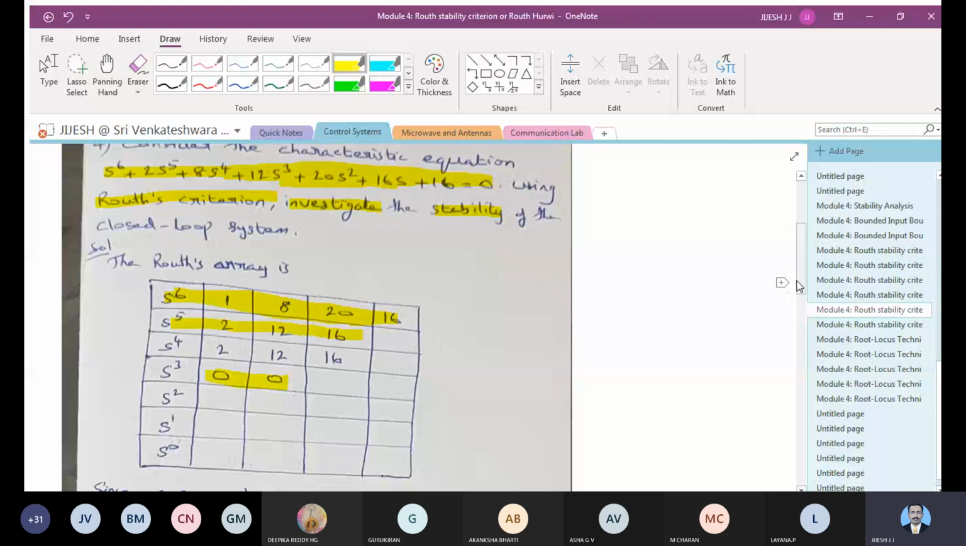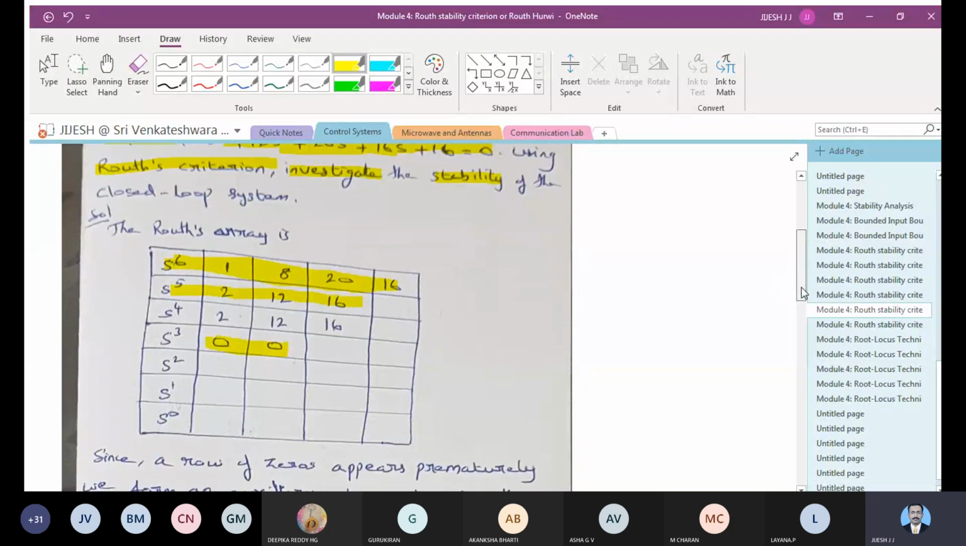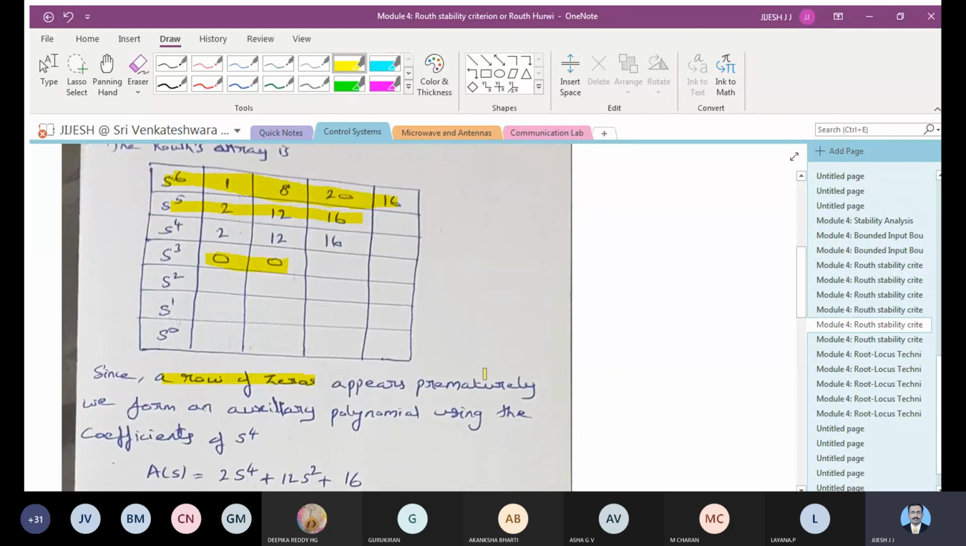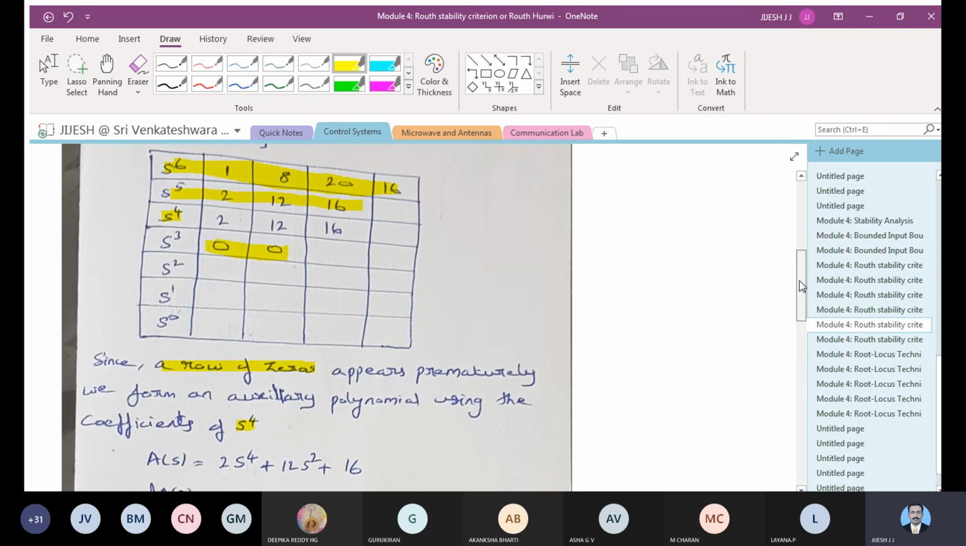So let us see that since a row of zeros appears, the complete row will be zeros. So we form the auxiliary polynomial using the coefficients of s to the power of 4. When you solve for s to the power of 4, you found that it is coming 0 for the entire row. Okay. Now how to solve it? This is very important. All of you listen carefully.